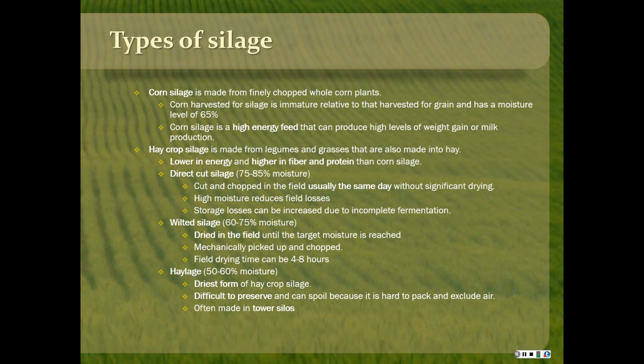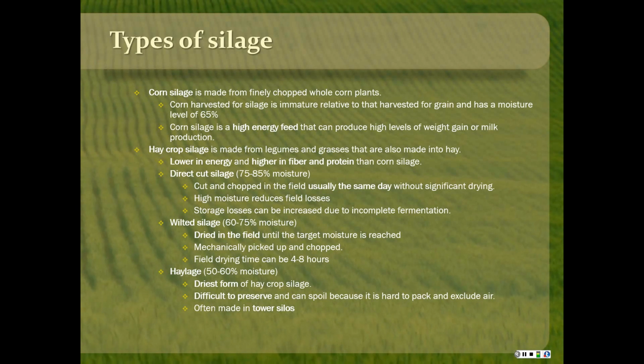And there can be 3 types: direct cut, which is 75 to 85% moisture. That's just cut and chopped in the field, usually the same day. And because of the high moisture, there's less field loss. But there can also be storage loss because of incomplete fermentation.